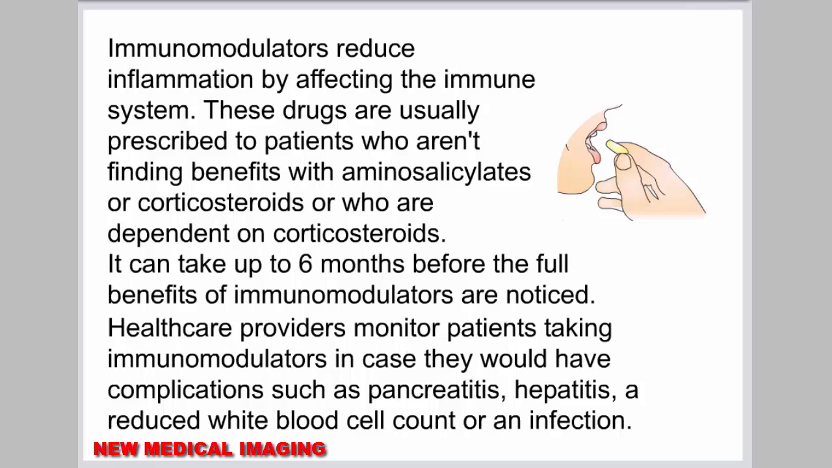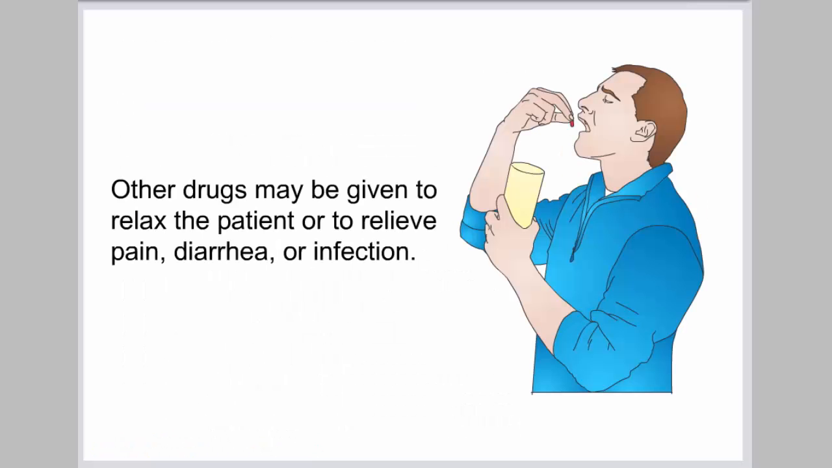Immunomodulators reduce inflammation by affecting the immune system. These drugs are usually prescribed to patients who aren't finding benefits with aminosalicylates or corticosteroids or who are dependent on corticosteroids. It can take up to 6 months before the full benefits of immunomodulators are noticed. Healthcare providers monitor patients taking immunomodulators in case they have complications such as pancreatitis, hepatitis, a reduced white blood cell count, or an infection. Other drugs may be given to relax the patient or to relieve pain, diarrhea, or infection.